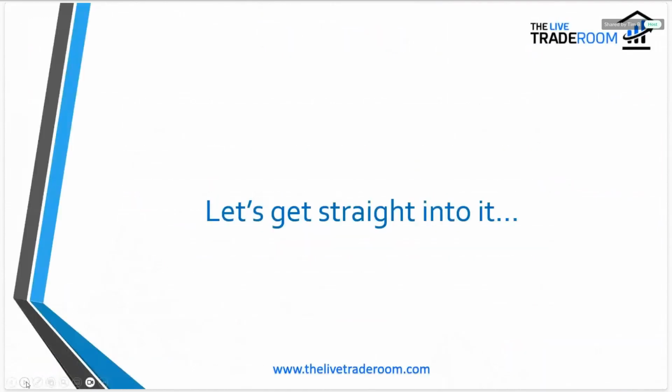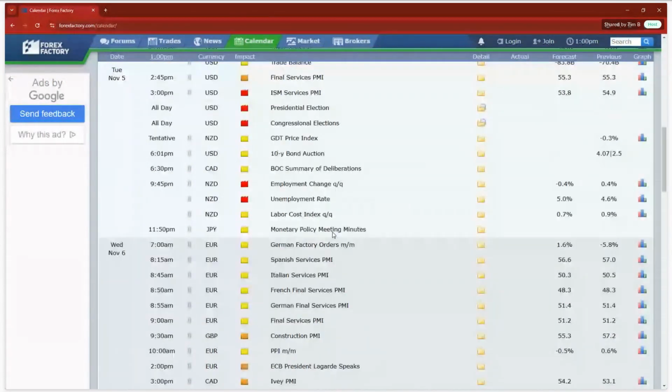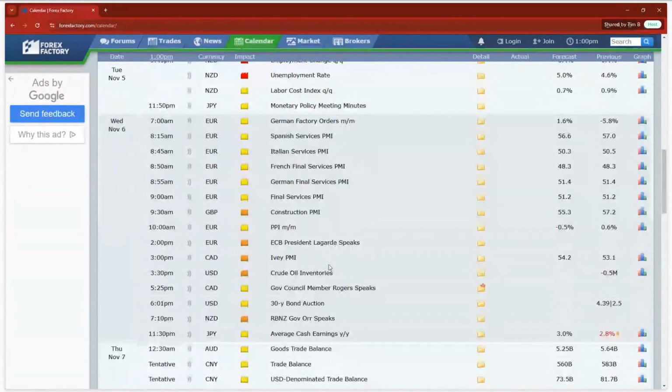Okay, so let's get straight into it then. Firstly, we will start with Forex Factory, and today, Tuesday, the 5th of November. So election day, congressional elections as well, which will be an important feature with this particular news event. So that's today, and the polls will open in just a few short hours.